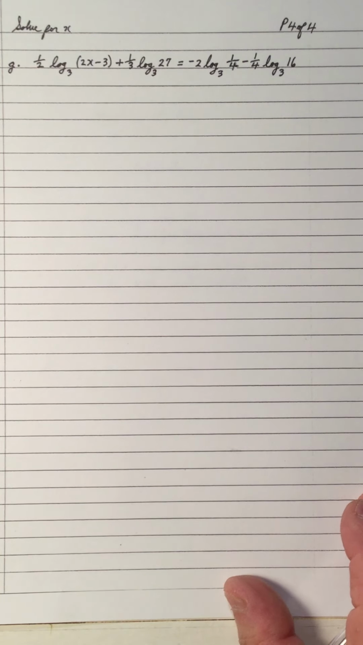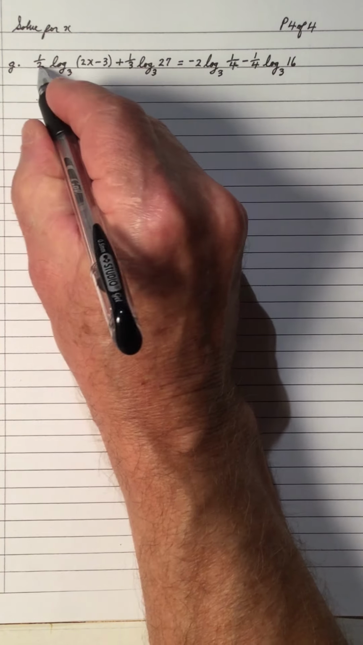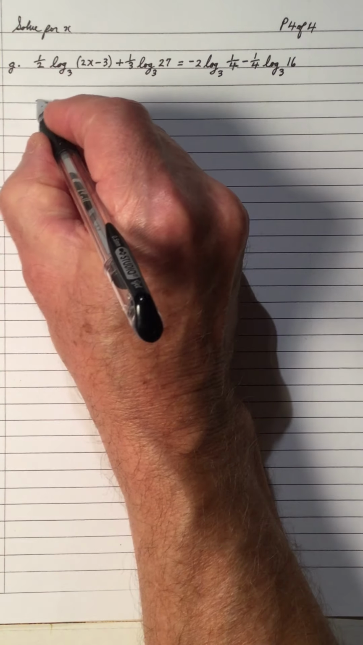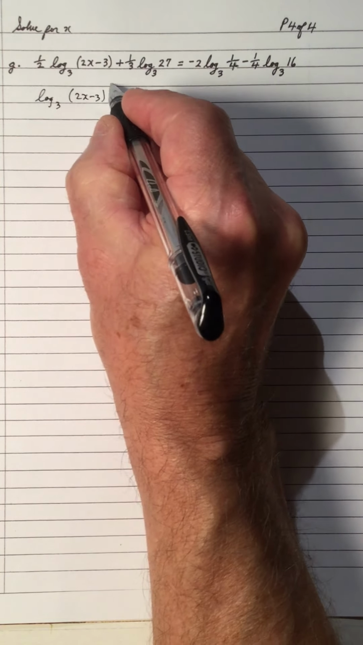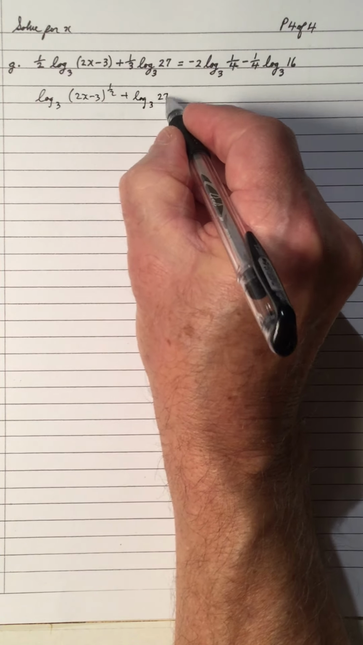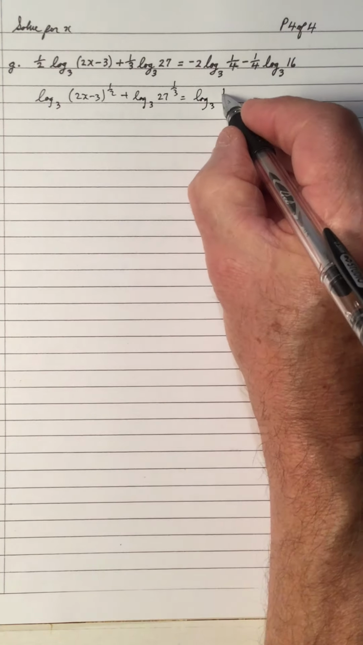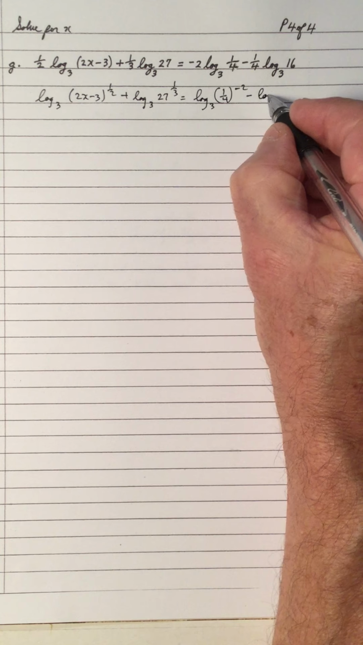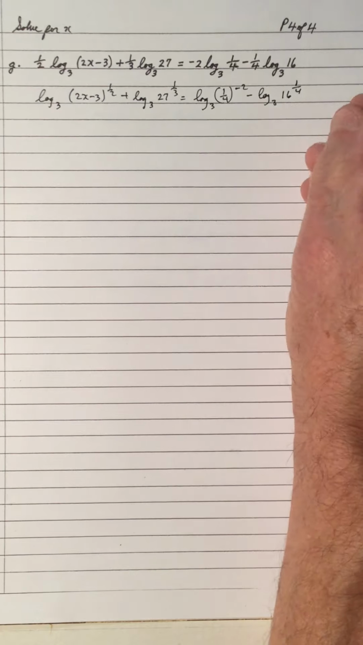Now we have solve for x. So again, we have the log of each side, but we have to move the powers, so we have to move the half, the 1/3, the negative 2, and the 1/4. So this is the log base 3 of 2x minus 3 to the half, plus log base 3 of 27 to the 1/3. Base is 3. So we get 1/4 raised to the negative 2, subtract log base 3 of 16 raised to the 1/4.